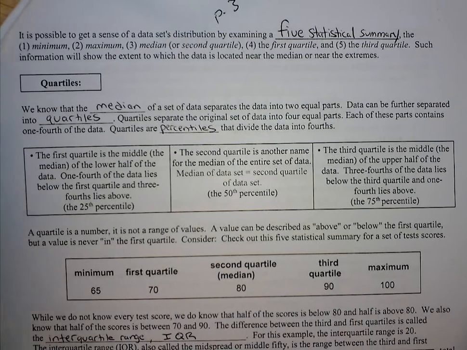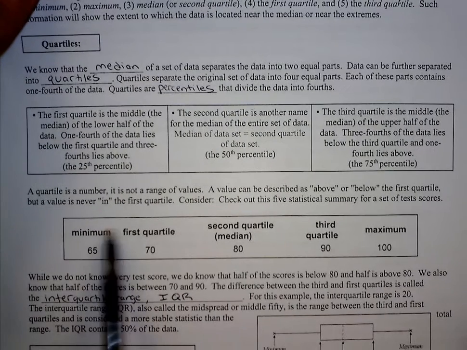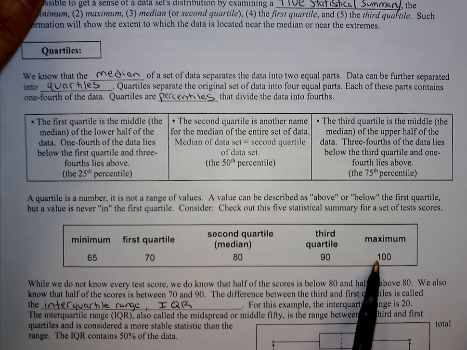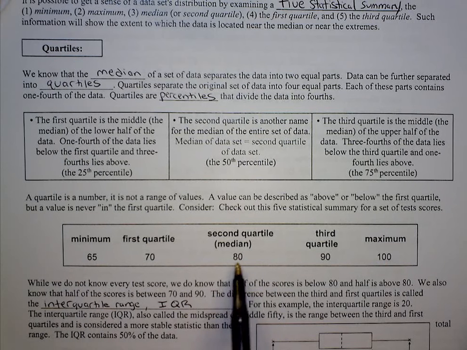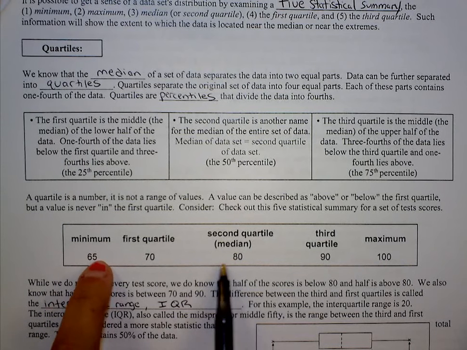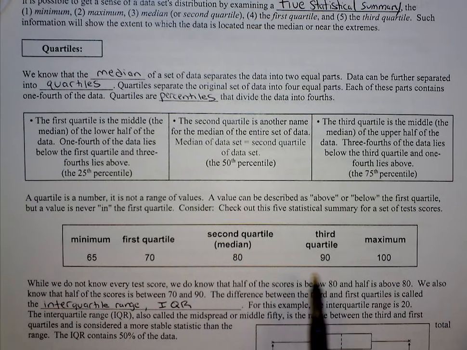All right, this is an example of a set of test scores. The maximum you can get on a test is 100%. The minimum student scored 65%. So we have a median of about 80. The middle of my first half would be 70, and the middle of my second half would be 90.